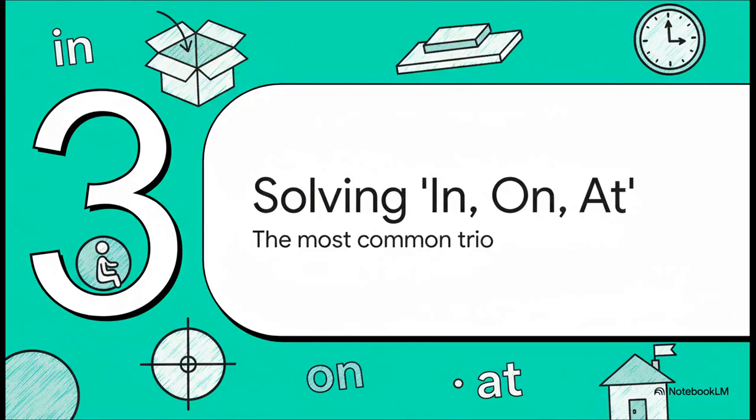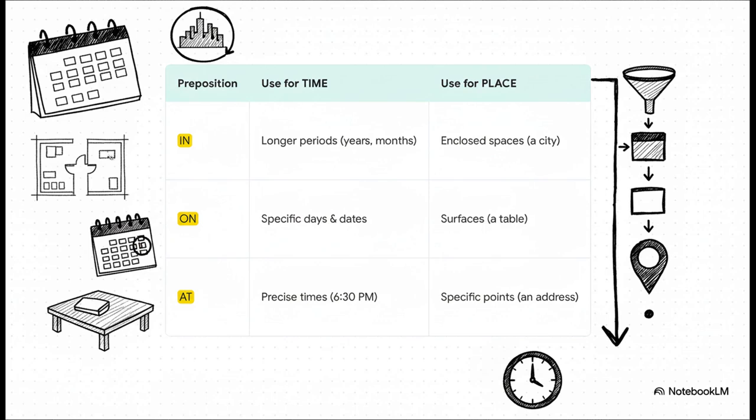All right, let's tackle the big three. Seriously, in, on, and at probably cause 90% of the confusion. But the good news is they follow a surprisingly logical pattern, whether you're talking about a time or a place. The secret here is to think about moving from general to specific. It's like a pyramid. At the top, you have in. It's for the biggest, most general things. Long periods of time, like months or years, and large enclosed areas, like a city or a room.